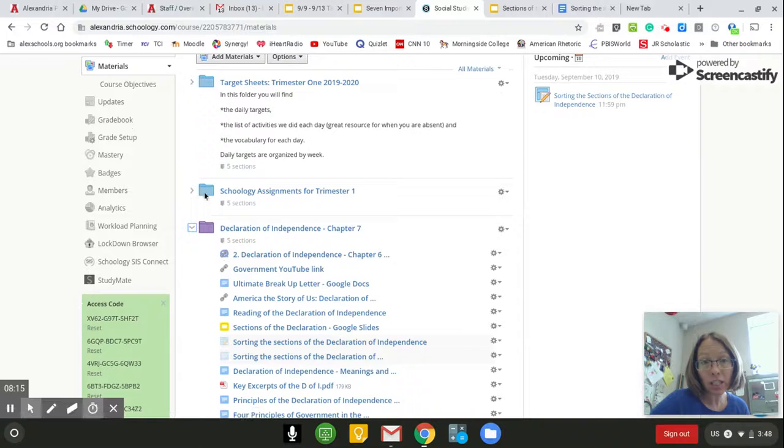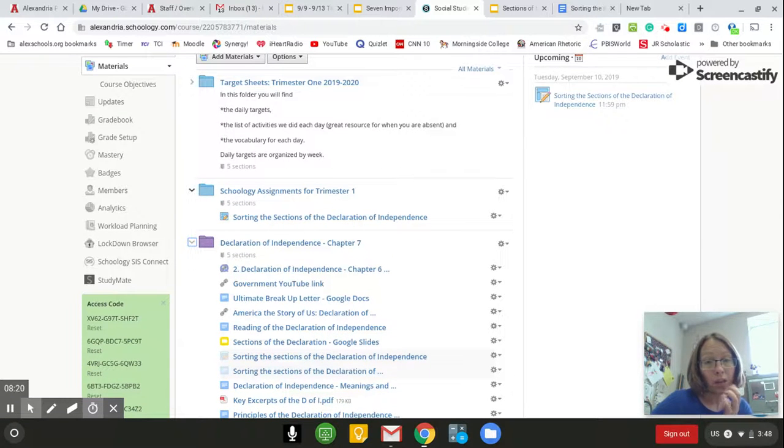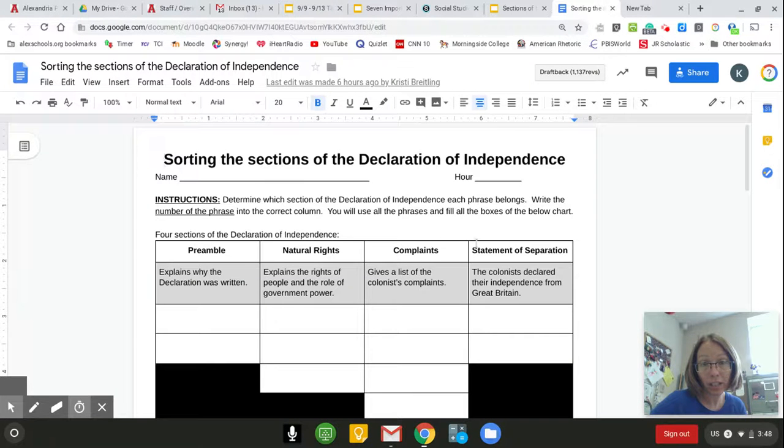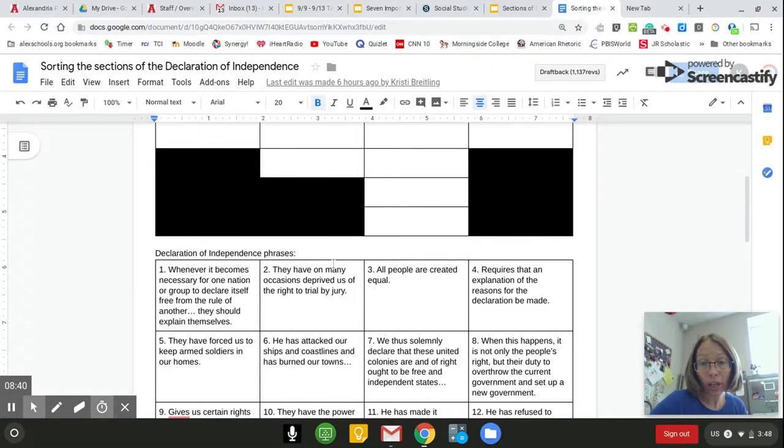And then we did an assignment. And this is just a try-it-out and practice assignment. It's called Sorting the Sections. Once you click into it, you're going to click on My Documents, and then you can even click on the Edit button, and it'll take you to a new screen. And what you're going to see is something that looks like this as soon as it pops up. And this has the four sections that I mentioned. And then below it are actual excerpts from the Declaration of Independence, in today's language.